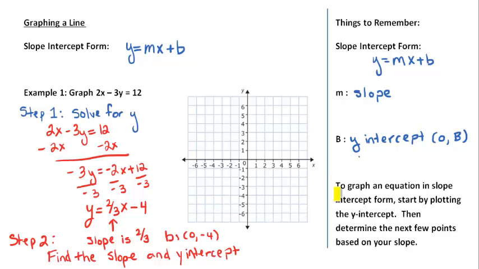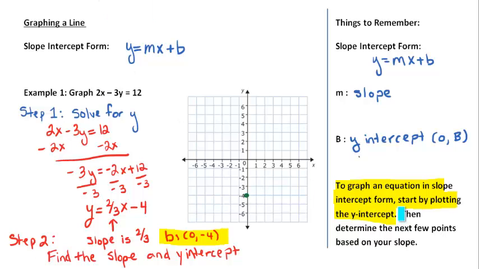Last step is going to be to graph. So to graph an equation in slope-intercept form, I'm going to start by plotting the y-intercept. My y-intercept was 0, negative 4. So I'm going to go on my y-axis down 4 units and put a point.